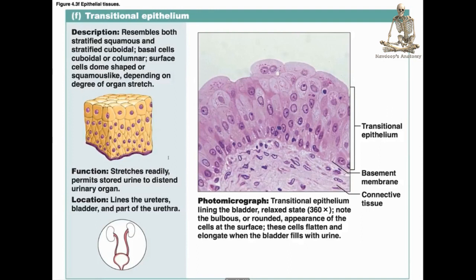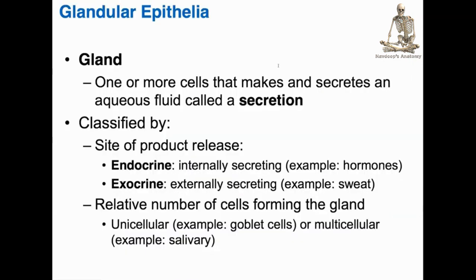As we see in this picture, you can clearly see the basement membrane over here, and lying below is the connective tissue, and above it the transitional epithelium, which we are talking about, lining the bladder. Bulb-like structures are formed, and as they are stretched and extended, they form simple squamous-type tissue. So we can say that this is the transitional epithelium, in which the shape of the cells is continuously changing. Moving forward, we find the glandular epithelium, commonly called the glands.